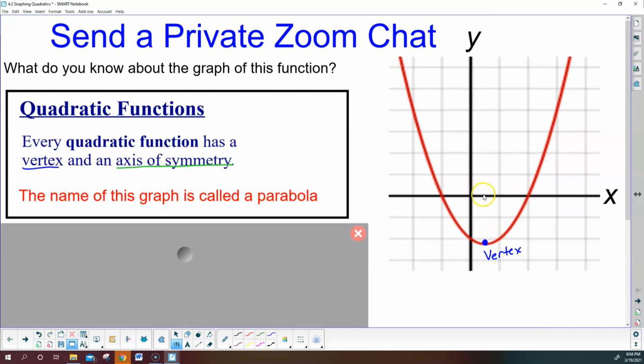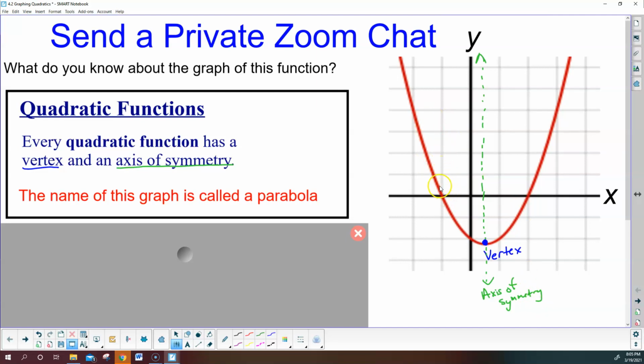So notice if I move over a certain x value and then I go down, that goes right through the vertex. So the axis of symmetry is this dotted line that's actually not part of the graph, but it's the vertical line that splits this parabola into two equal halves. Symmetry.